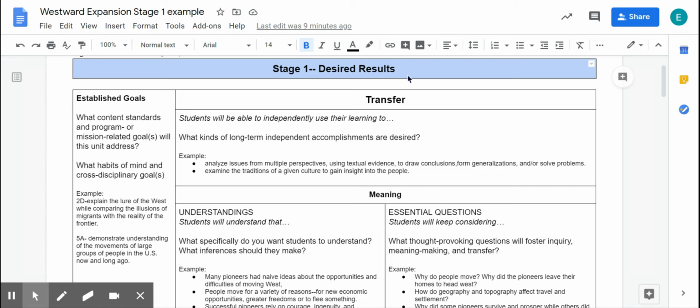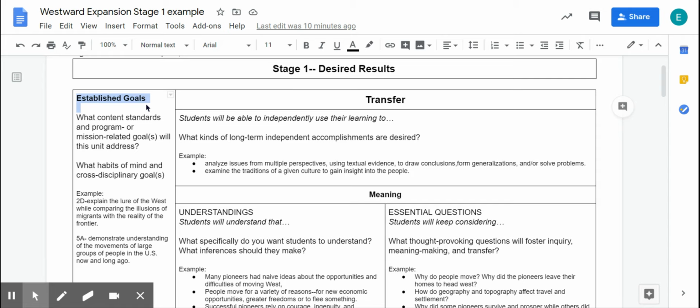In Denton ISD, we have a team of curriculum writers that write our stage ones. However, it's crucial for classroom teachers to have an understanding of all the different parts of that stage because it is what guides and focuses your daily classroom instruction. The first part of stage one are your established goals. Those come straight from your content standards or your TEKS.